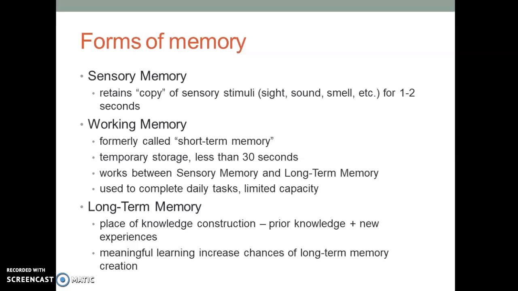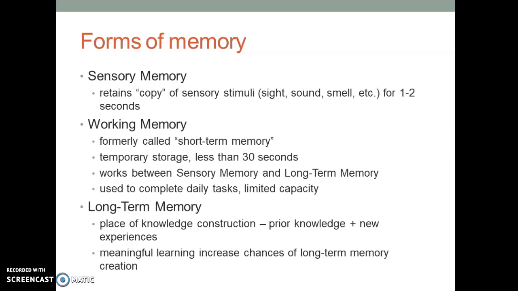Different forms of memory. The memory model has three primary forms that are recognized. There's the sensory memory, the working memory, which used to be called short-term memory, and then long-term memory. Sensory memory is something that's very brief. It lasts just for a few seconds.